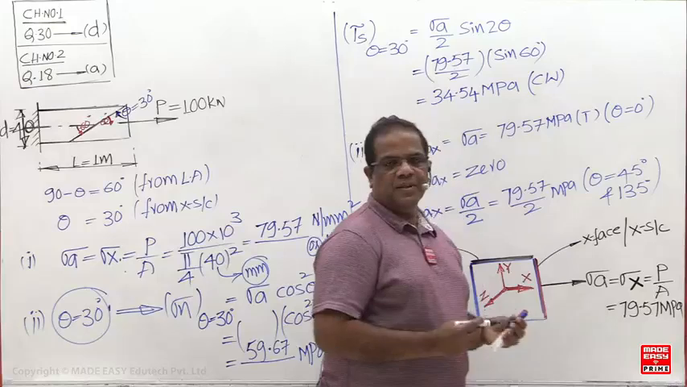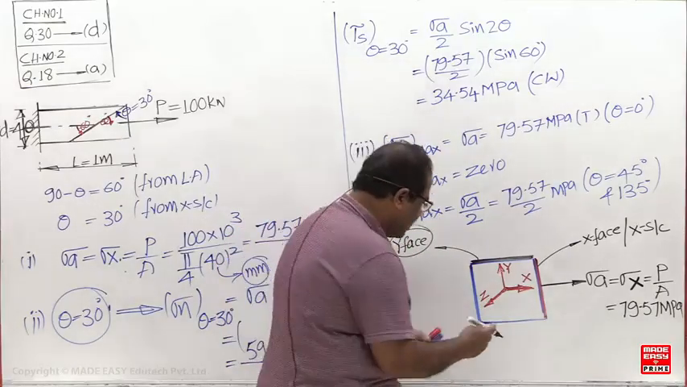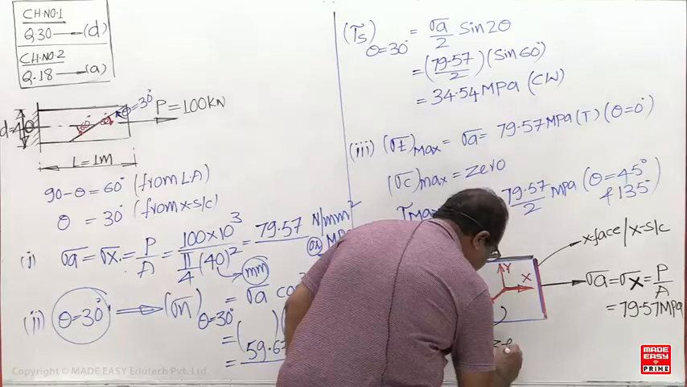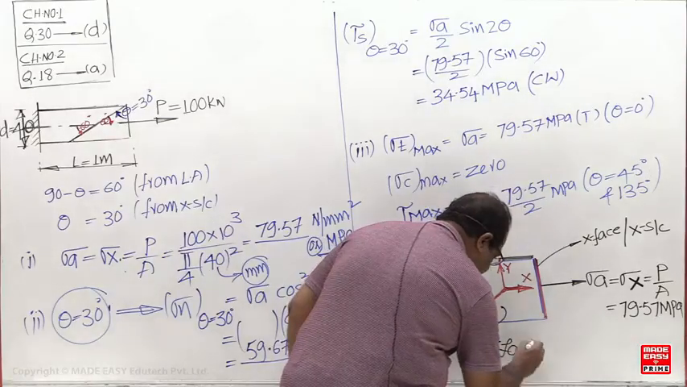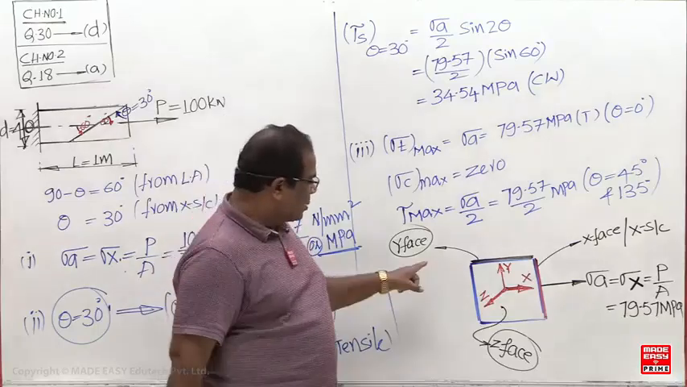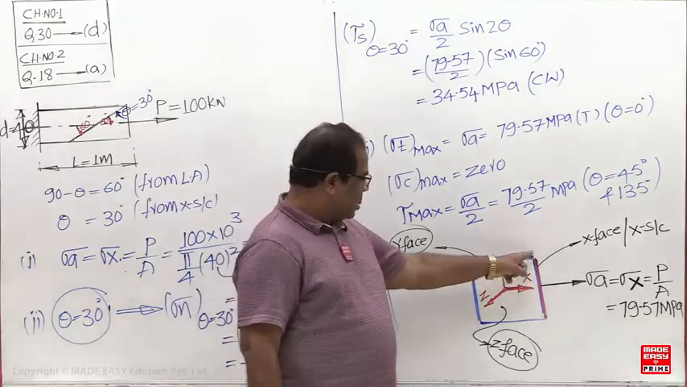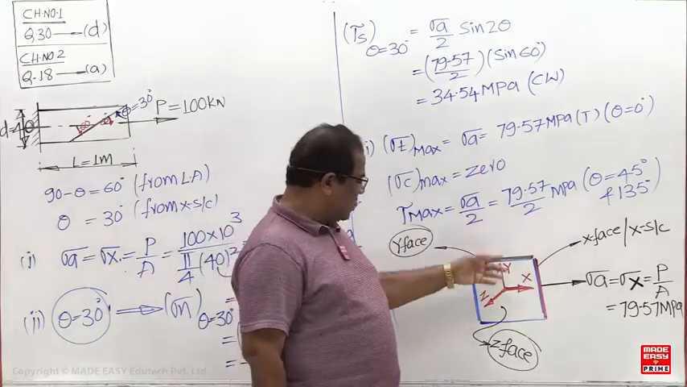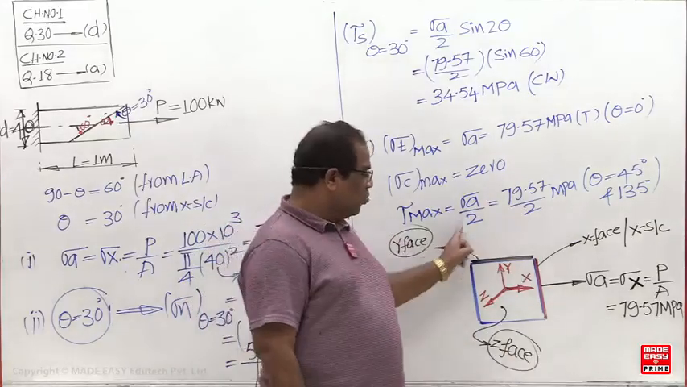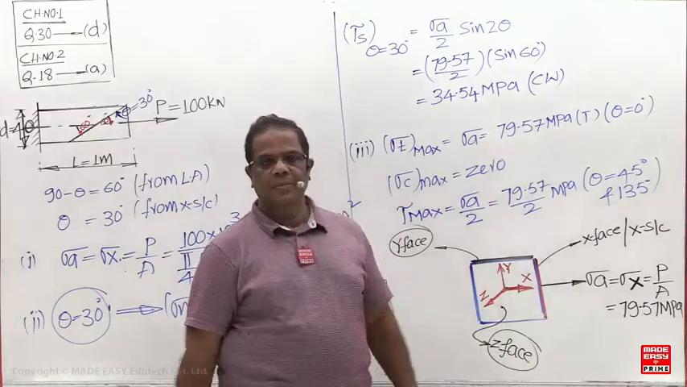Is it tensile or compressive? Tensile. And this blue color rectangle is the Z face. So there is no stress on what now? There is no stress on the Y face. There is no stress on the Z face. That's why it is called uniaxial. This is the uniaxial state of stress.